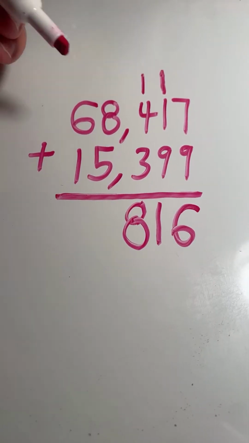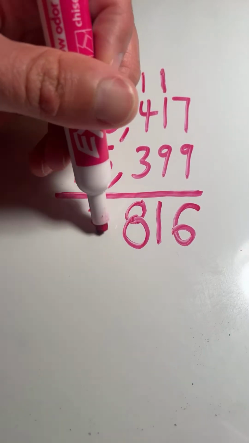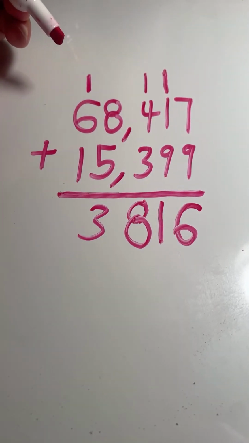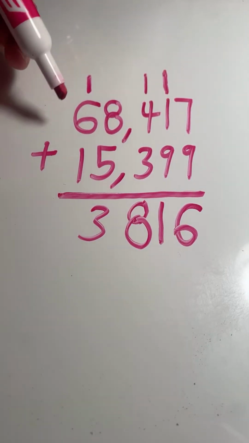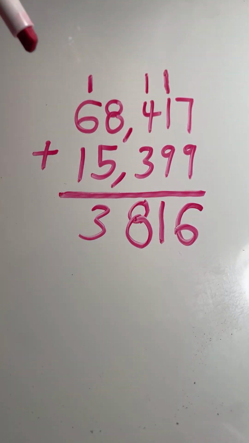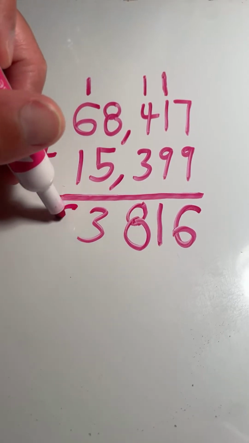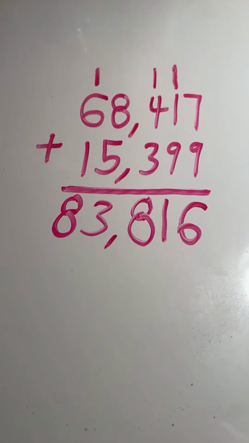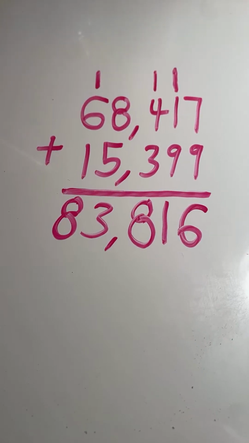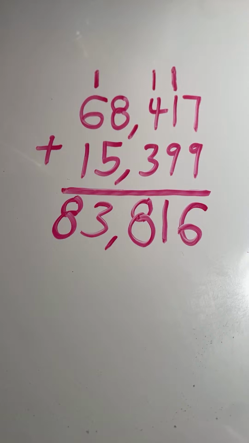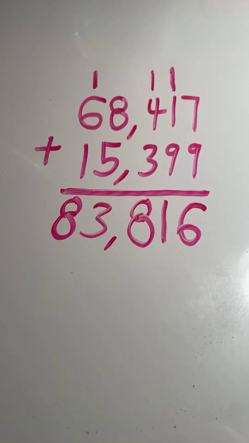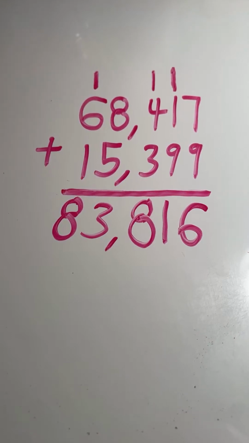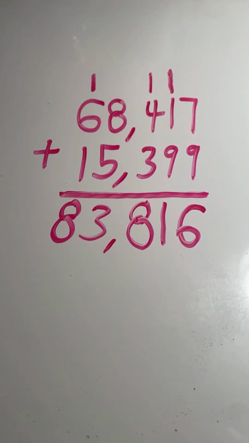8 plus 5 equals 13. 3, carry the 1. 1 plus 6 equals 7. Plus 1 equals 8. And we have our final answer. 68,417 plus 15,399 equals 83,816. All right, moving on to our next example problem.